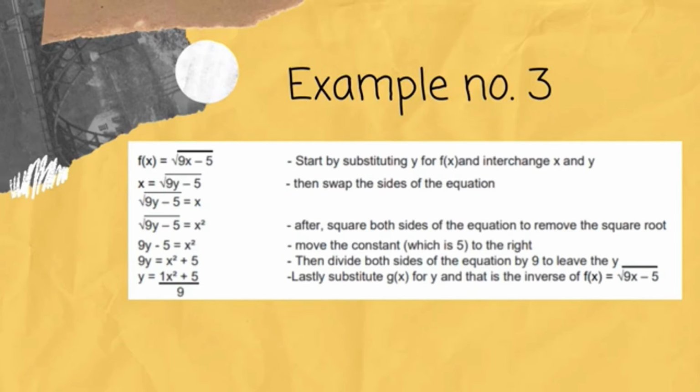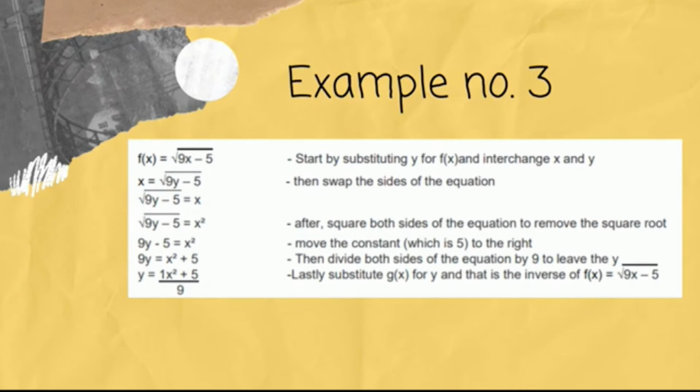For us to remove the square root, we have to square both sides of the equation. Now that our square root was removed, it will turn to 9y minus 5 equals x squared. Now, we have to move the constant, which is 5, to the right. For us to get rid of the number beside y, we have to divide both sides of the equation by 9. So our answer will be y equals (x squared plus 5) over 9. Lastly, substitute g(x) for y, and that is the inverse of f(x) equals square root of 9x minus 5.